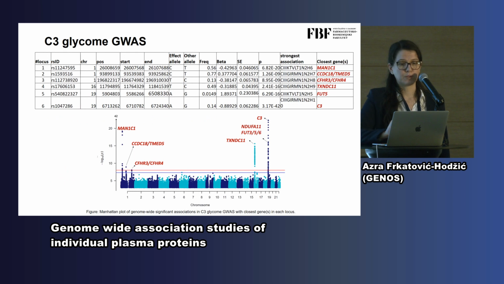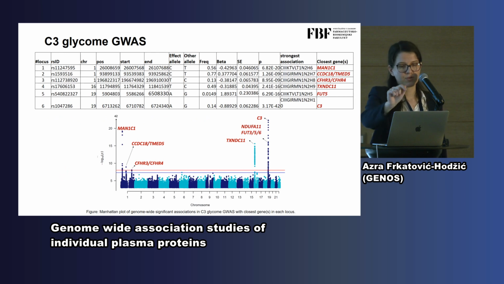And here what we see, again, is 6 genome-wide significant loci that are associated with C3. At first glance, you can already see that there is a lack of glycosyltransferase enzymes, again expected because we know that in C3 we have only high mannose glycans.